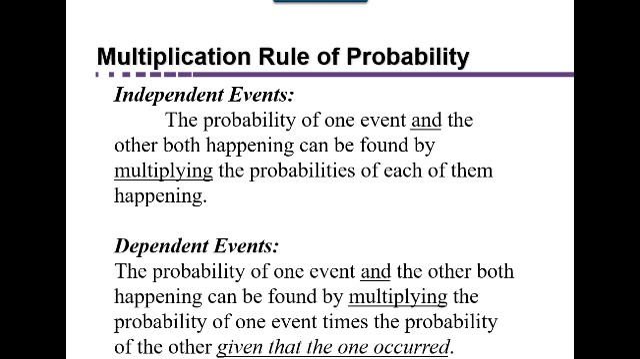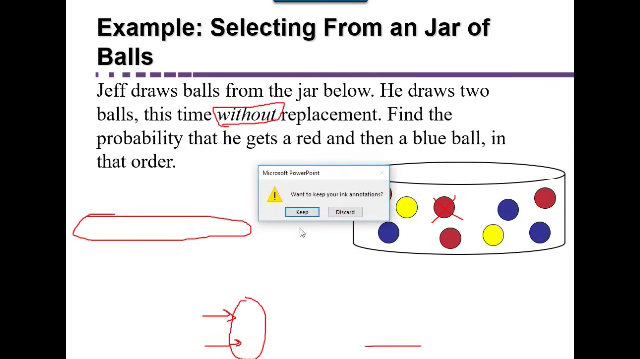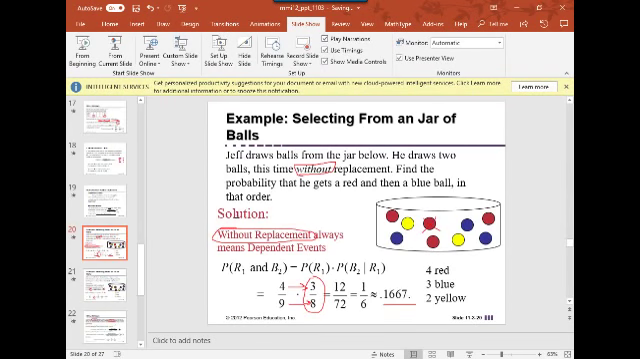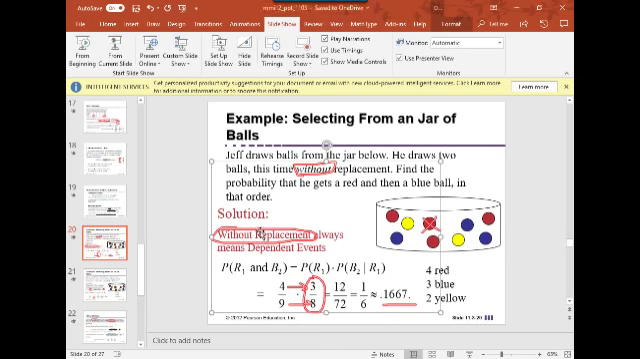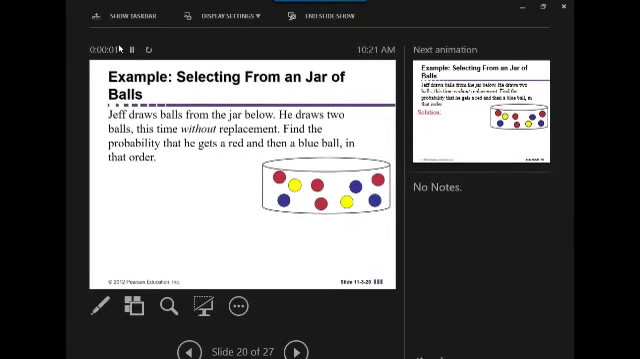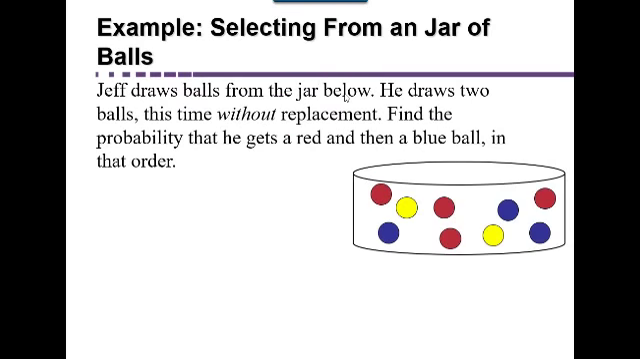All right, so again, independent events, the probability of one event and the other both happening can be found by multiplying the probabilities of each of them happening. If you have dependent events, then you have to multiply the probability of one by the probability of the other given that the first has occurred. Oops, another messy slide. I need to clean these up.